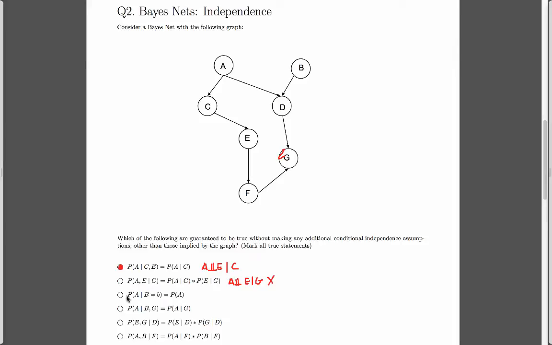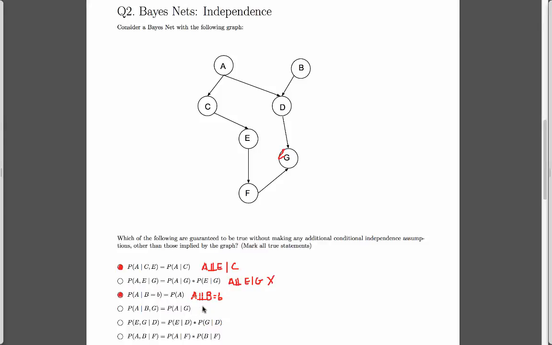Now let's look at this third one. So this one is true if A is independent of B. And by looking at the graph, actually it's not just that A is independent of B, it's A is independent of the event that B takes on the value little b, which is just a slightly more specific case than A being independent of B. And we can see from the graph that A is independent of B because this path right here is inactive. So therefore, even the more specific case of B taking on a single value is also true. So this is true.